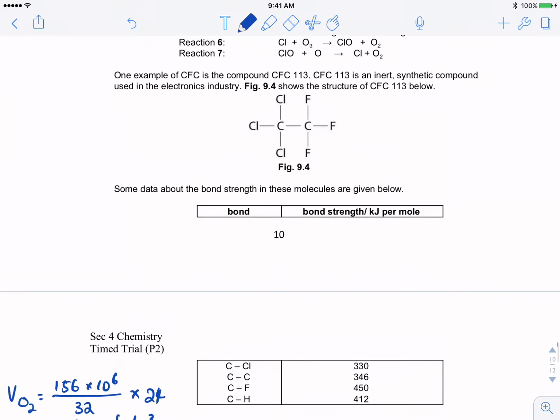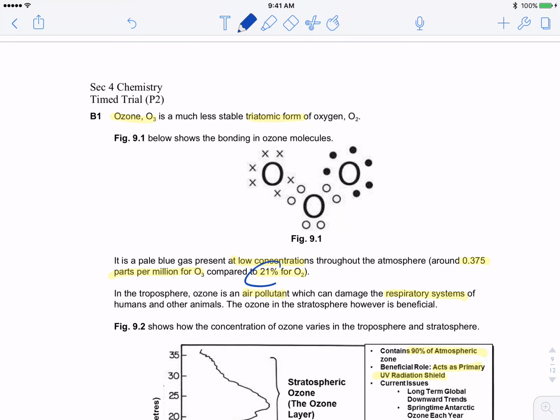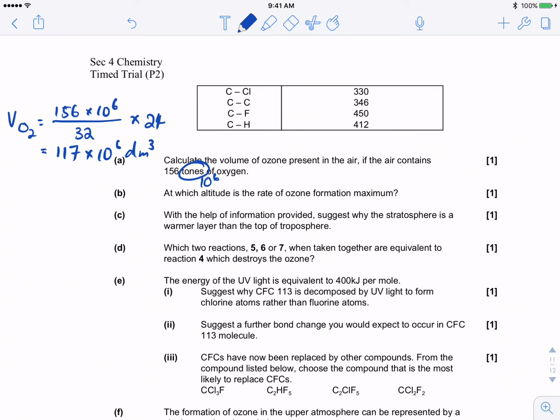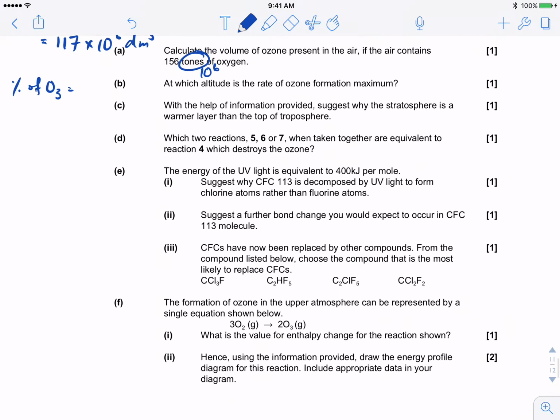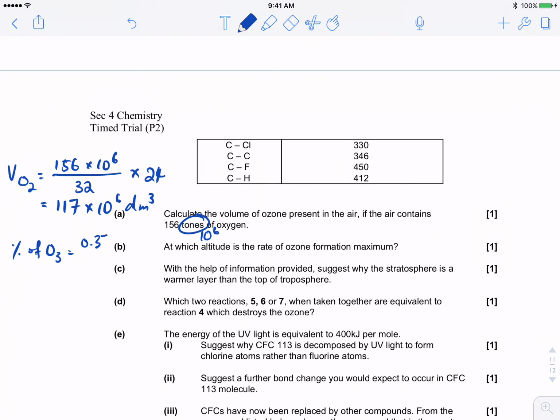Now it's written here that oxygen gas is 21%. So let's convert to the ozone percentage of O3. I wrote down the formula in your classroom, 0.375. So 0.375 divided by 10 to the power 6 times 100%. That gives us a very small percentage. Let me just write it in significant figures. 1, 2, 3, 4, 5.